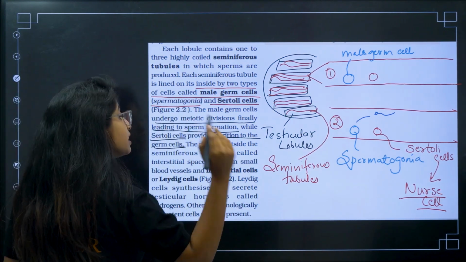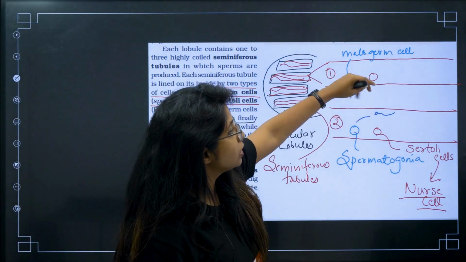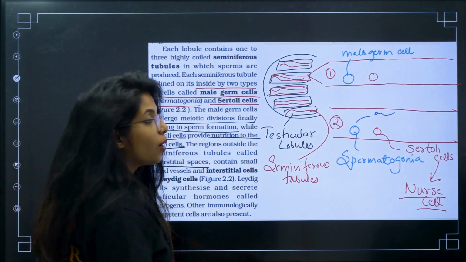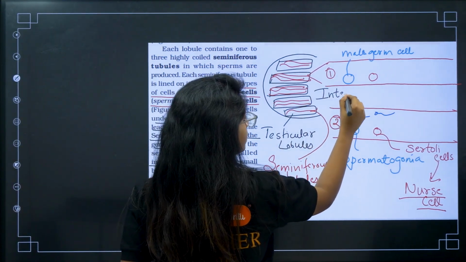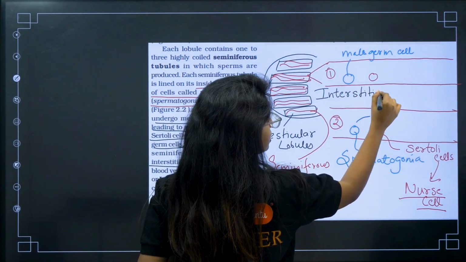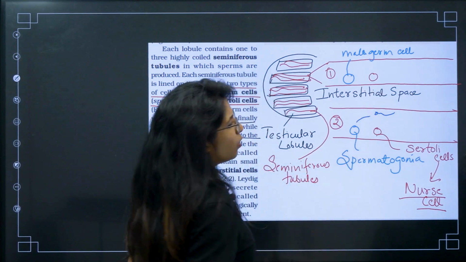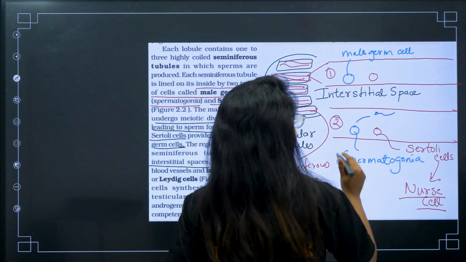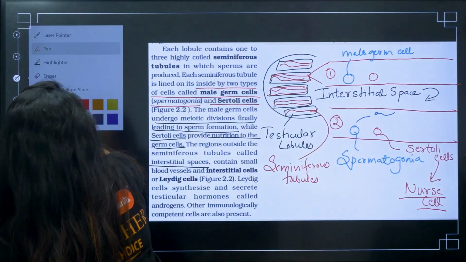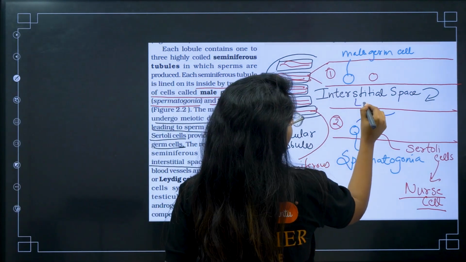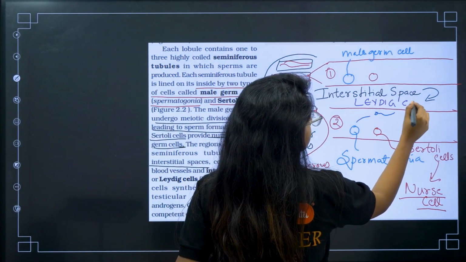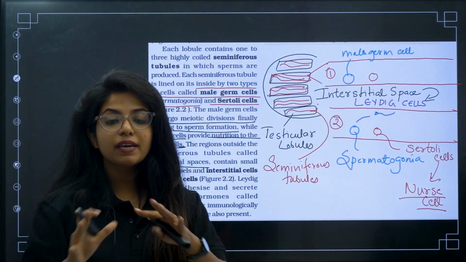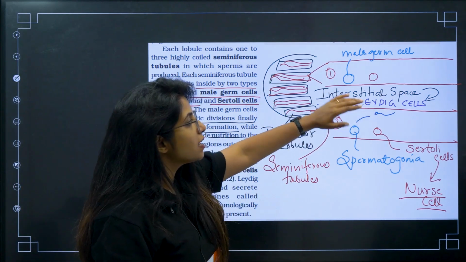Now, the region outside the seminiferous tubules, that is, if this is one and this is two, the region in between the seminiferous tubules is called interstitial space, as in the space in between the cells. In this particular space there will be a lot of cells, and you call them Leydig cells, or you can also call them interstitial cells, since they are present in the interstitial space.